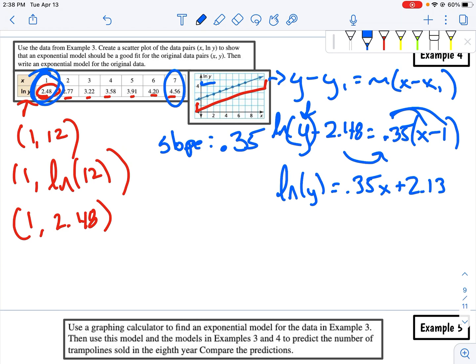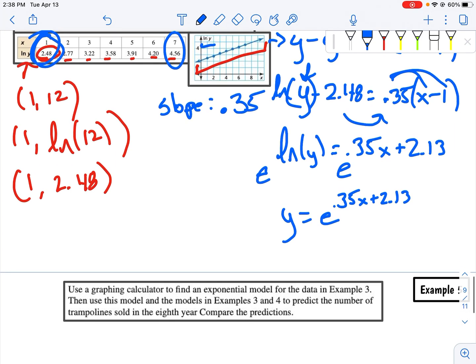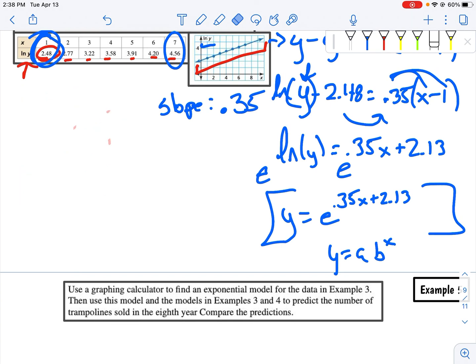We know that to get rid of this ln, we need to raise both sides to the power of e, so that ln and e can undo each other. So we have y equals e to the 0.35x plus 2.13. Now technically this is correct, right? We got it into y equals, but they would like it in the form y equals a b to the x. They would like it in that exponential form.